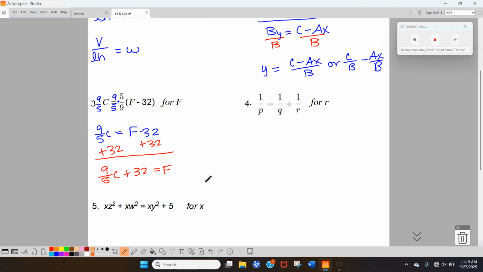Functions. Sorry, I was trying to send a text message. I apologize. Not a very good multitasker.